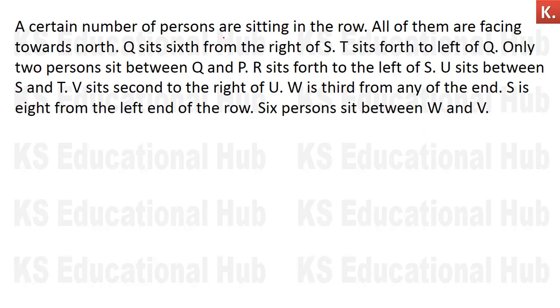The first information is Q sits sixth from the right of S. So S's sixth right has to be Q. For example, if I place S here, the sixth right is 1, 2, 3, 4, 5, 6. So Q has to be here. Q sits sixth from the right of S, so Q has to be here.